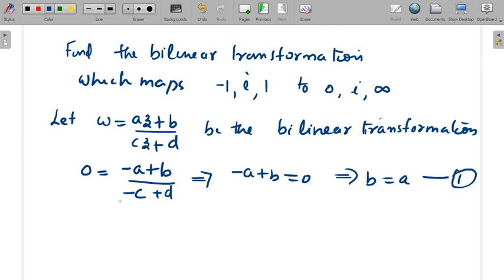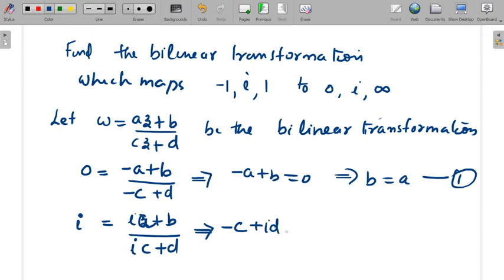And suppose you take the next point. So when z is equal to i, w = (iz + b)/(ic + d)... that is, (ia + b)/(ic + d). Z is substituted as i, then W also should be equal to i. So we get, cross multiplying, minus c plus id equal to ia plus b.